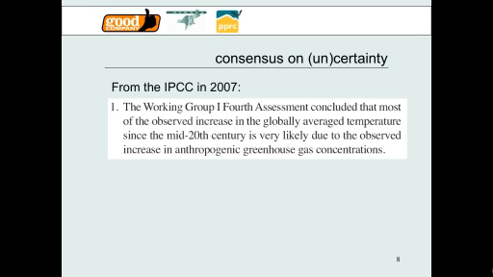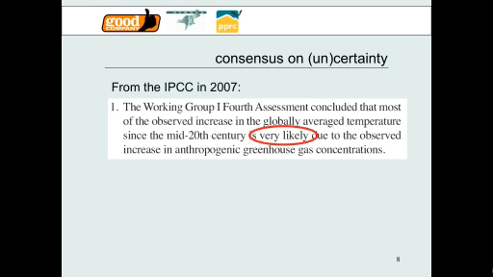The working group 1 fourth assessment, in other words, the scientists who summarized the science, concluded that most of the observed increase in globally average temperature since the mid-20th century, in other words, most of the recent temperature rise, is very likely due to the observed increase in anthropogenic greenhouse gas concentrations. Another way of saying that is it's very likely due to us. Scientists who summarized the science found that the recent average temperature rise is very likely due to us.